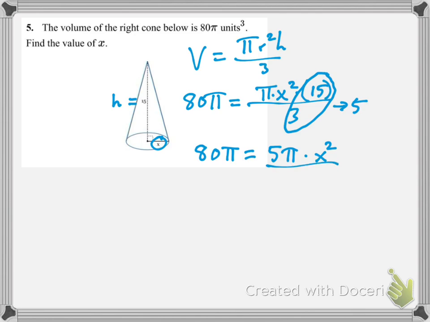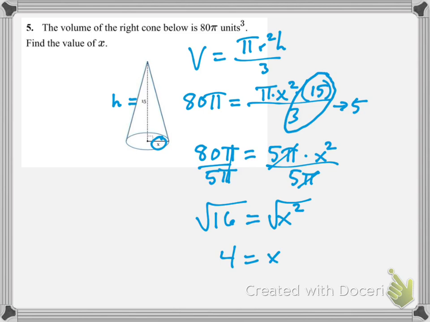Okay, now I got to get x squared by itself. So I divide both sides by 5 pi. So the 5 pi's cancel. I've got x squared. Pi's cancel out. 80 divided by 5 is 16. Well, I've got x squared, so I have to take the square root of both sides. Well, the square root of 16 is 4. And there's our answer.